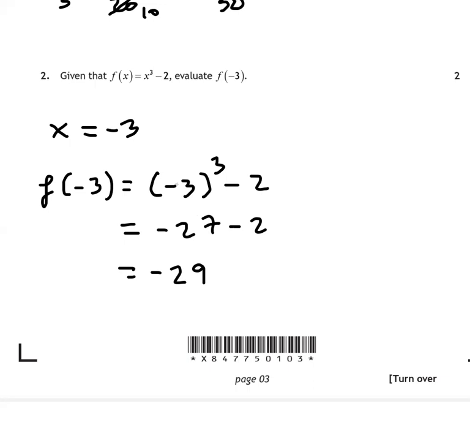And the reason it's minus, by the way, is because when you do minus 3 times minus 3, you get 9. And then times minus 3 again, that would be minus 27.